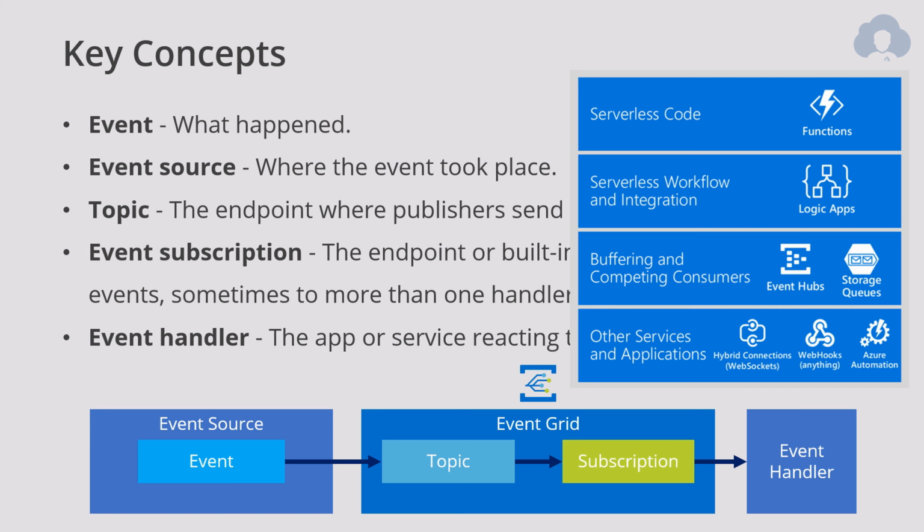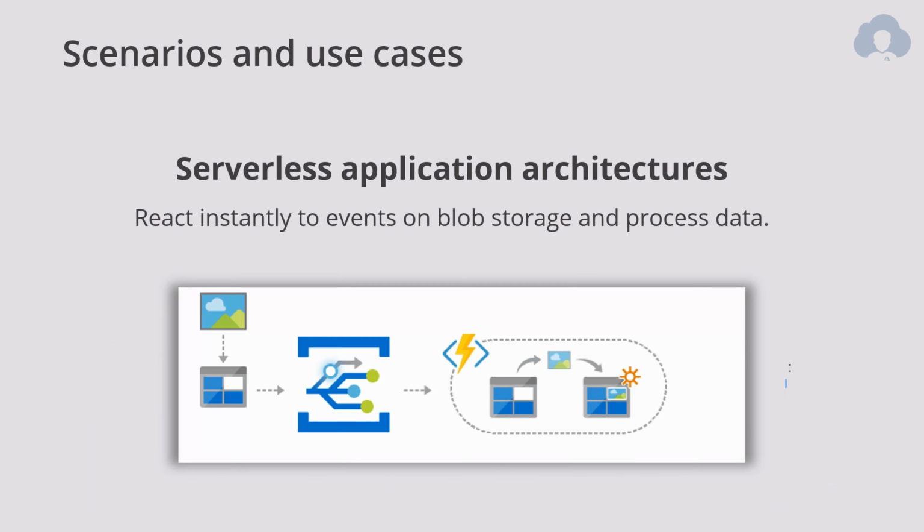And here, you have a lot of examples, like serverless code with functions. You have integration services like logic apps. You have some buffering and competing consumers like event hubs, storage queues, and other applications like webhooks, which pretty much is any service out there, Azure Automation, but also, it's not mentioned here, but you can use that with services like Data Factory to trigger your ETL workflows whenever there are new files coming in.